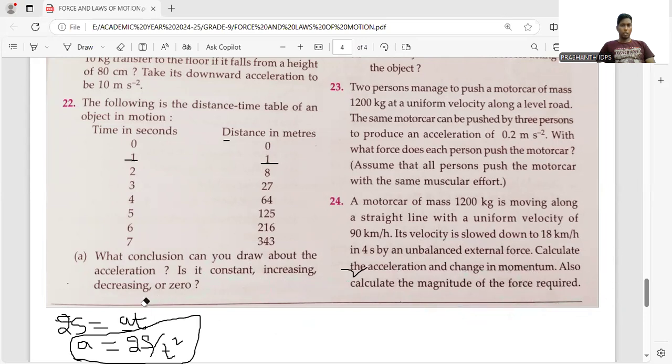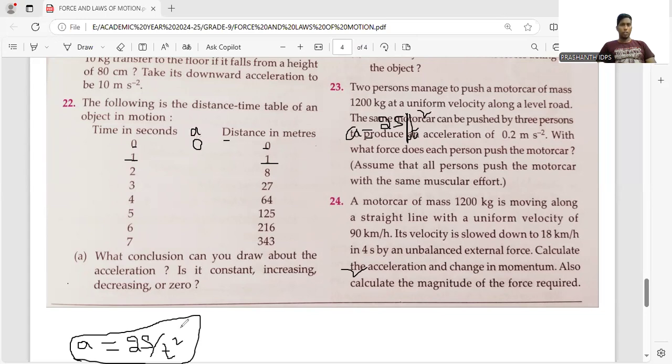Okay, this is the formula. Now you substitute one by one here. So first value, suppose you substitute 0 and 0 in place of s and t. So what you will get, acceleration a is equal to 2s divided by t square. Now substitute all the values here. So first value, if you substitute, you will get acceleration also 0.